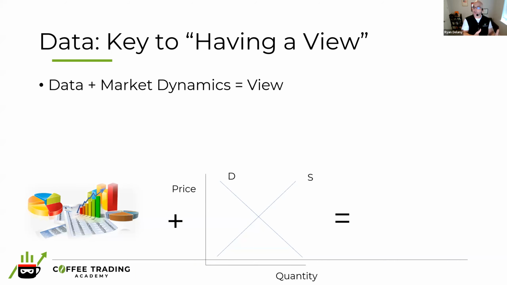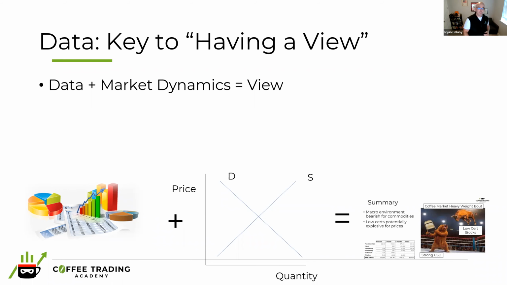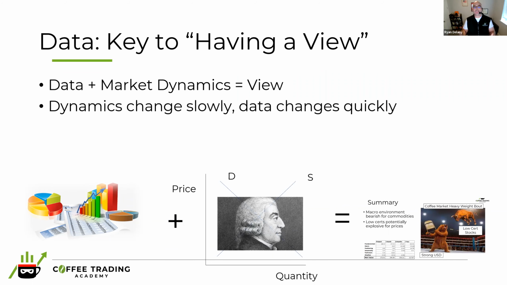So when we take current qualitative and quantitative data and apply that to our understanding of market dynamics, that's how we're going to have an informed view. Now, the dynamics change slowly. You see my buddy Adam Smith here. Our understanding of supply and demand and market dynamics has not changed all that much in the last 300 years, right? Ever since we first came up with the old supply and demand curve.